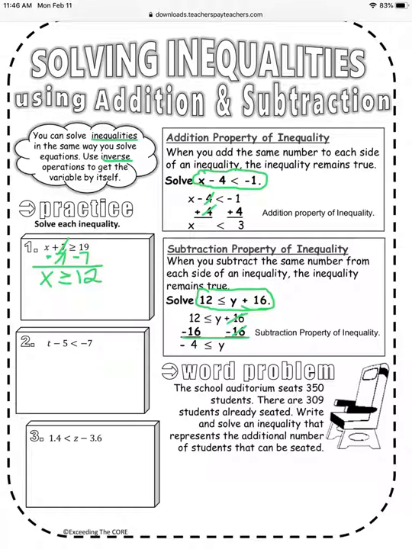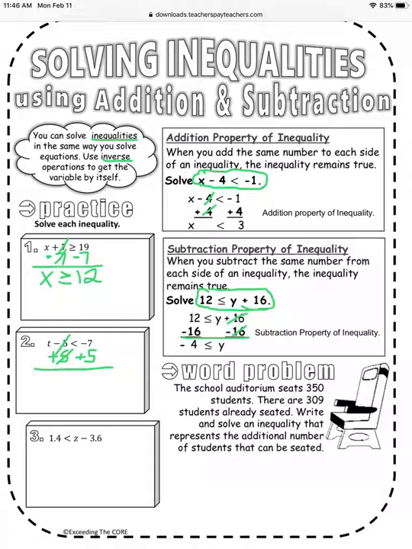They could also ask us to graph these. Again, if we were to graph this, it would be a closed circle on the number 12, and since it's x is greater than, we would be coloring to the right. Just a little review of graphing as well. Now number 2. Number 2, in order to get the t by itself, we have to undo -5 by adding 5 and adding 5.